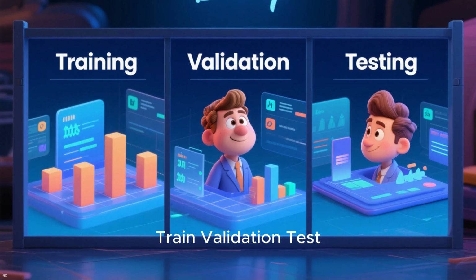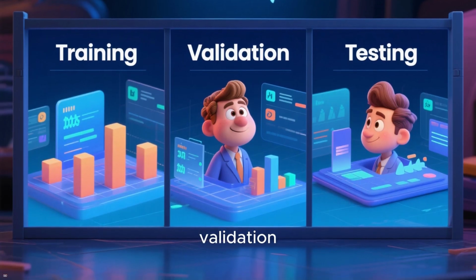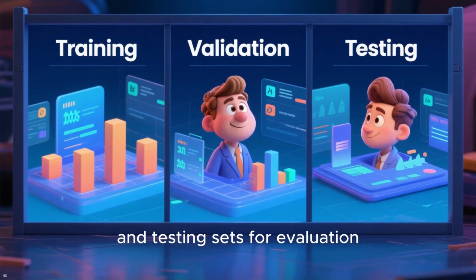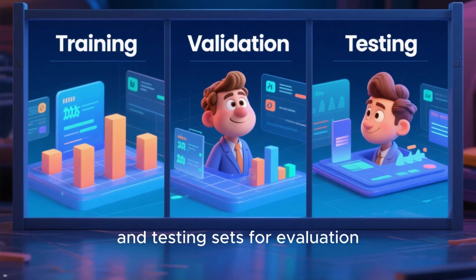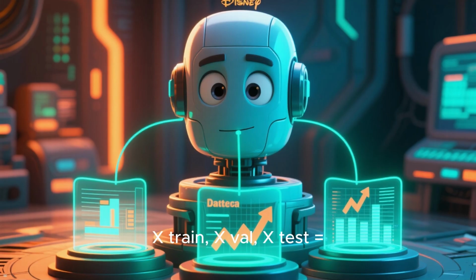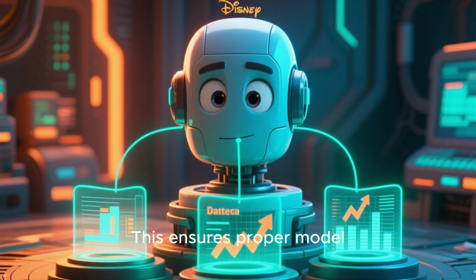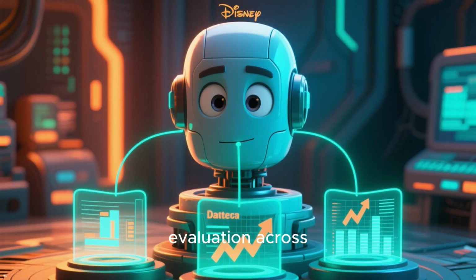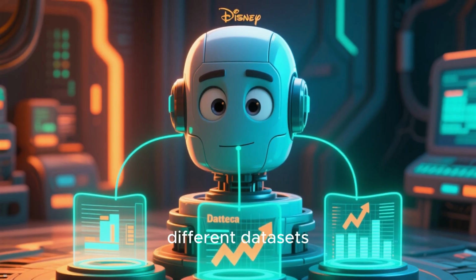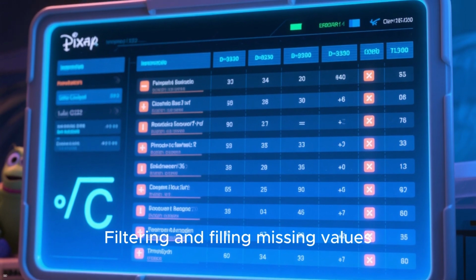Train validation test split. We split the data into training, validation, and testing sets for evaluation. X_train, X_val, X_test equals. This ensures proper model evaluation across different datasets.